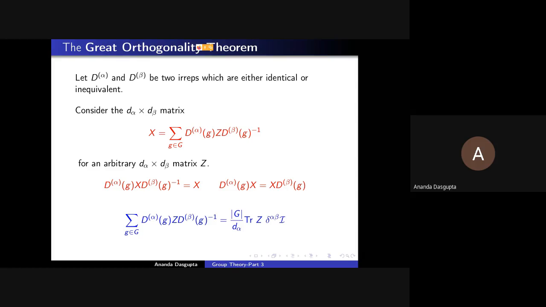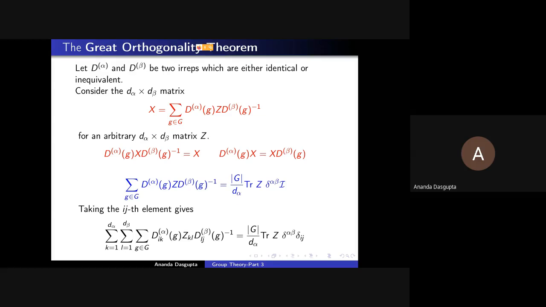This may not look very impressive, but let me make it a bit more impressive for you. This is a matrix relation, right? So I can take its elements. What I can do is take this matrix law that I have, and take the ijth element of both sides. So what will the right hand side be? All these things sitting here, mod G, d alpha, trace Z, delta alpha beta, they are just numbers. So you just get the ijth element of the identity, which is just delta ij. What do you get on the left hand side?